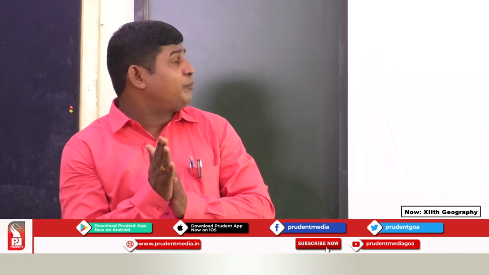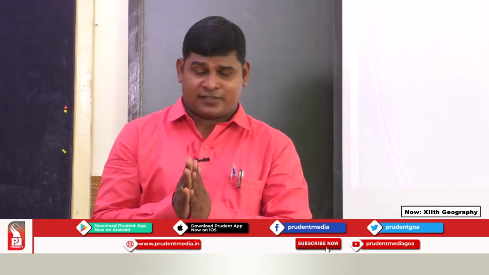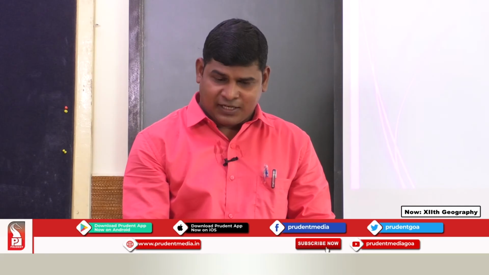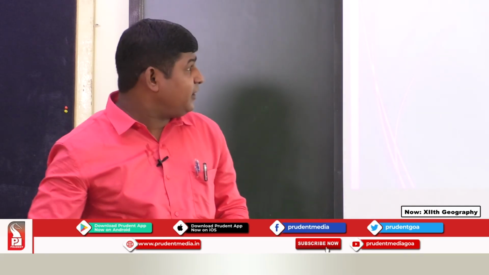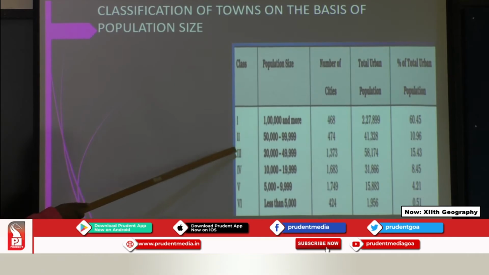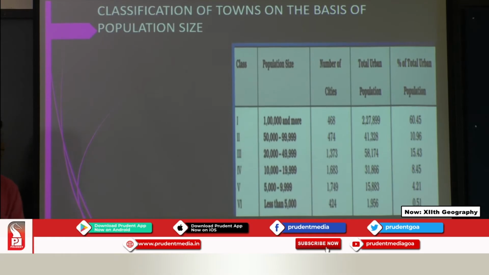Okay, the next very important topic to be studied is how the towns in India are being classified. The census of India has classified the towns into 6 major categories or 6 major classes. You can see on the screen the population size and the category of the towns: class 1 town, class 2, class 3, class 4, class 5, class 6, and the number of cities in all these different towns.